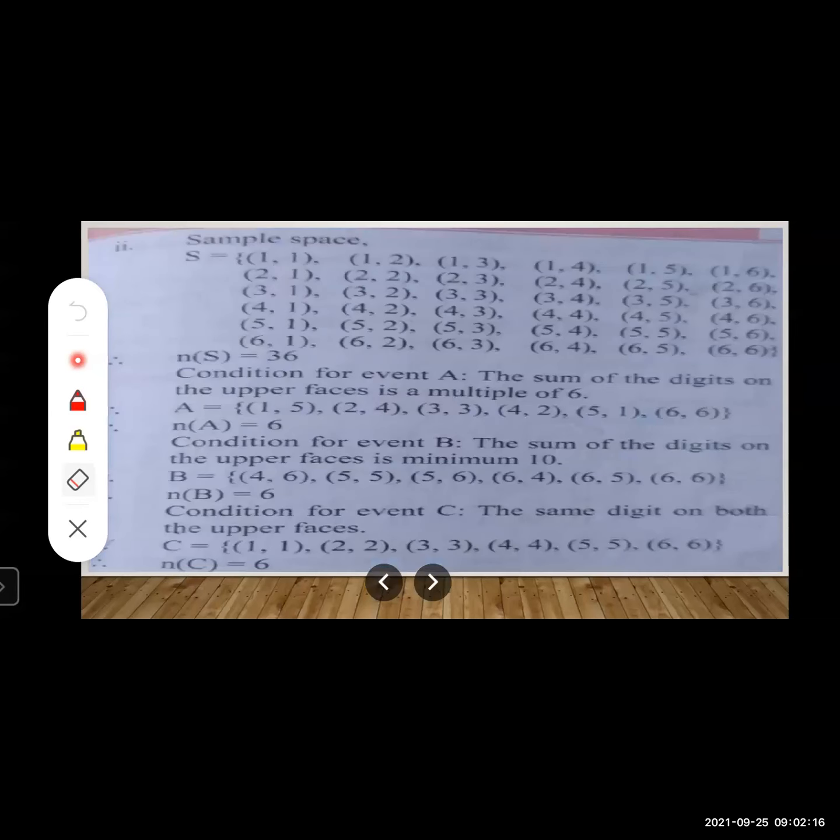Let us see in the next slide. Look here. When you are throwing two dice simultaneously, the sample space will be like this. If you count all the sample points, it comes out to be 36. So n(S) is equal to 36.